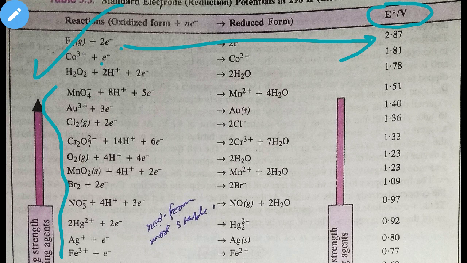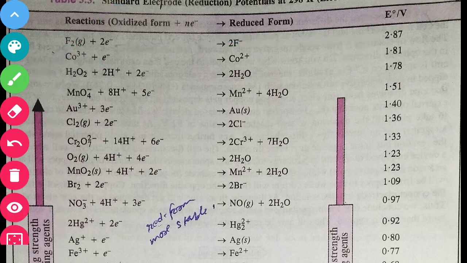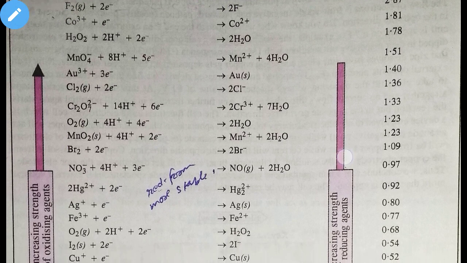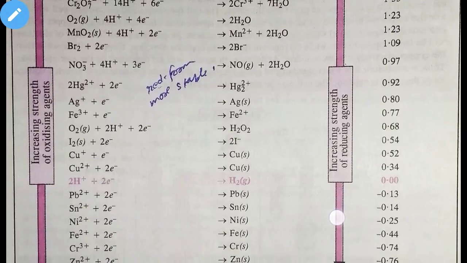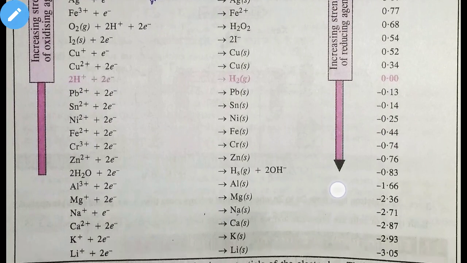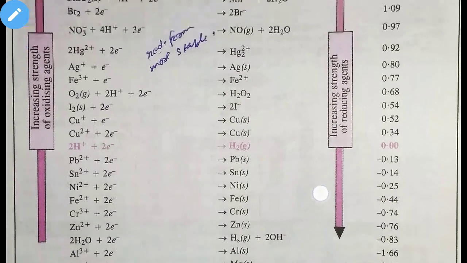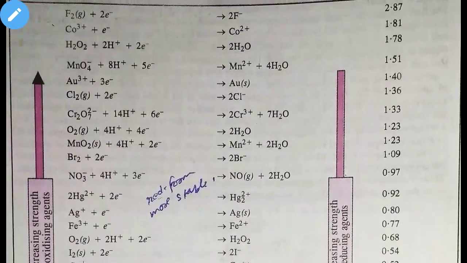Likewise, you can see that all the metals and other substances have been arranged in a series. You can see how many there are. So this is the electrochemical series.